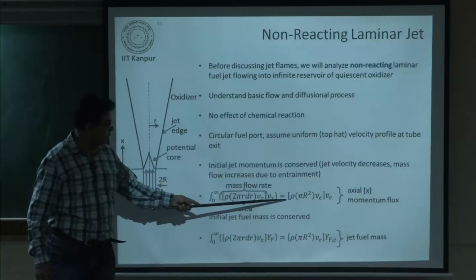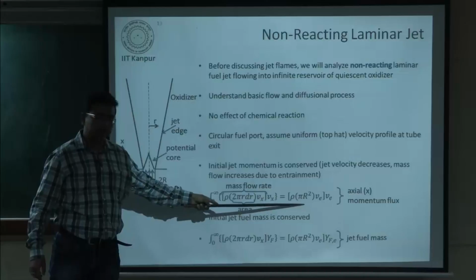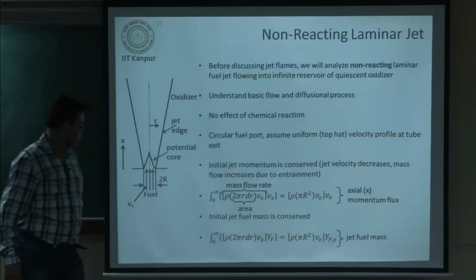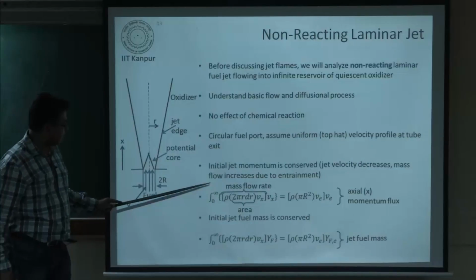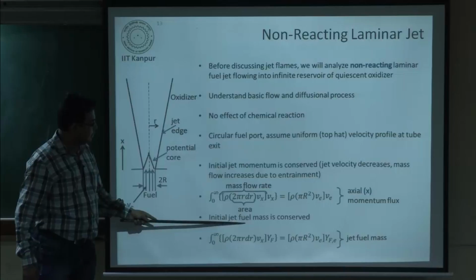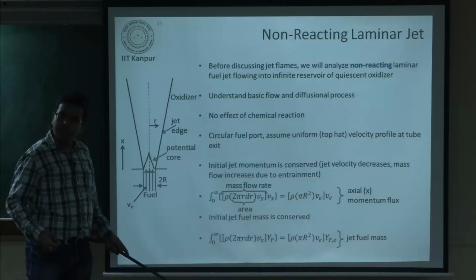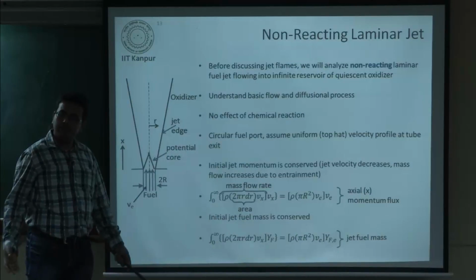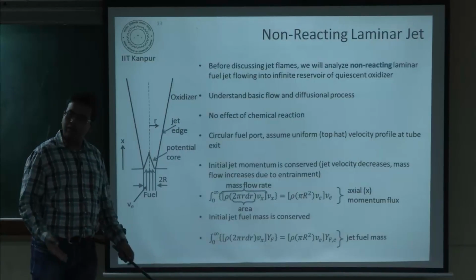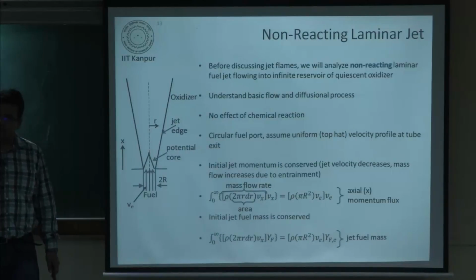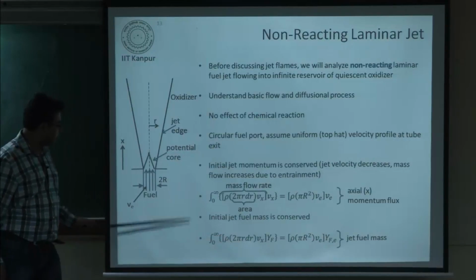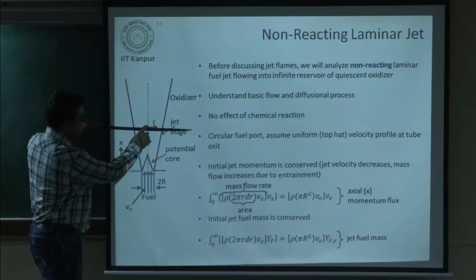That is nothing but rho times pi r square, which is area times velocity, the mass flow rate, multiplied by V. So, this is the axial momentum that will remain conserved. Similarly, you can calculate the initial jet fuel mass that is coming out, and in the absence of reaction, the fuel mass whatever you are sending in will also be conserved, isn't it. So, you can write down the expression and integrate at any location from 0 to infinity.